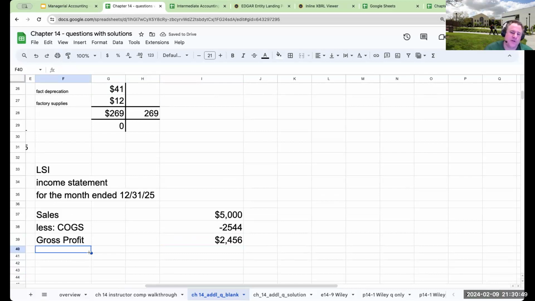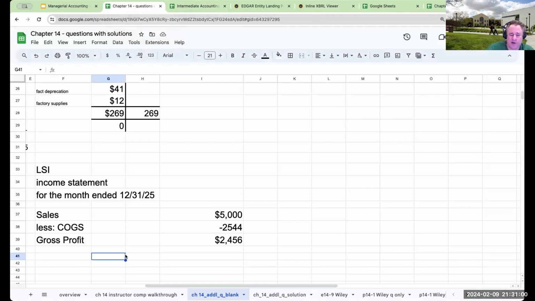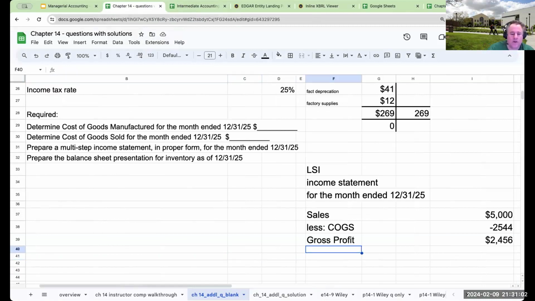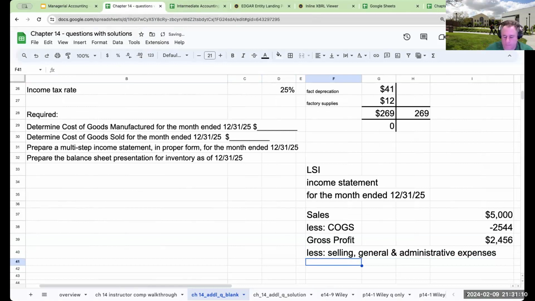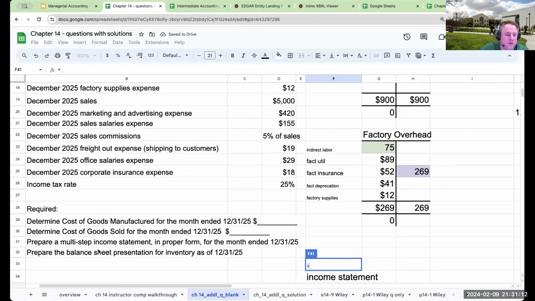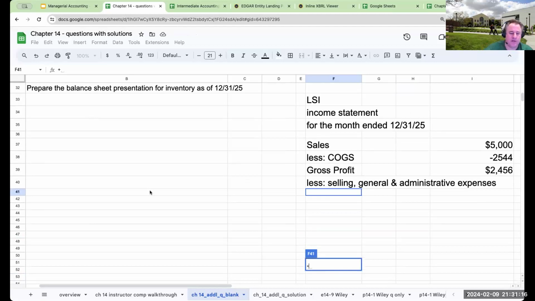The next thing I need to do, and you'll see different companies do things different ways. Sometimes I might say, well, break out selling, general, administrative as separate from selling. May have done that on another question, but for this one over here, it's not asking us for that. So I'm going to say less selling, general, and administrative expenses. Okay, so come over here. My first SG&A is marketing and advertising.